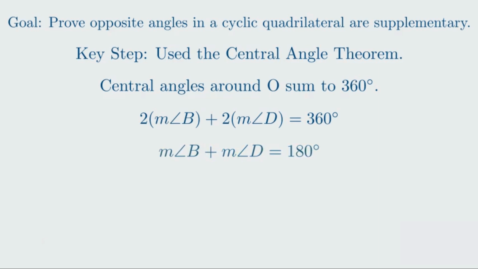So, you are now able to formally prove that opposite angles in a cyclic quadrilateral are supplementary using the central angle theorem. This is a powerful result with many applications in geometry problems. Understanding the proof gives you a deeper insight into the relationships between angles and arcs in a circle.